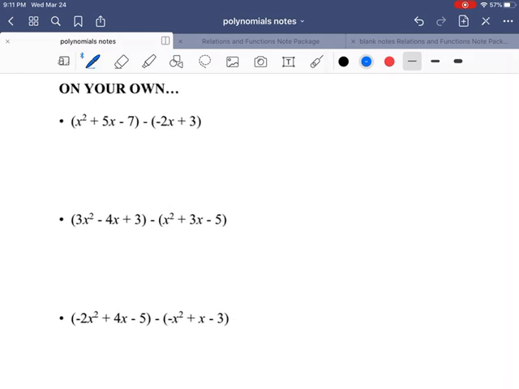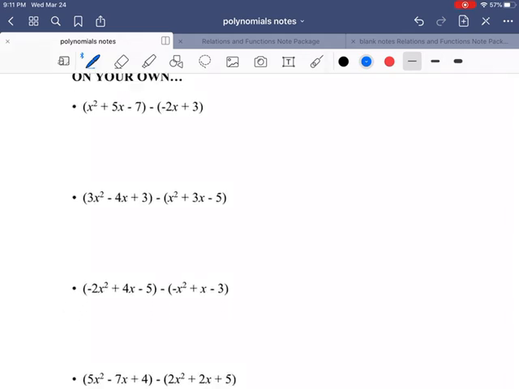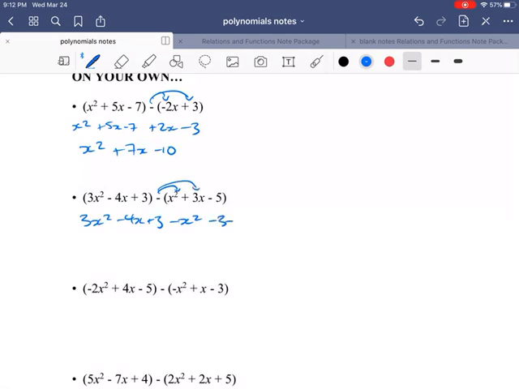So on your own, try these, pause the video, and then check back for answers. So this one, if you distribute this negative, we get x squared plus 5x minus 7. This becomes positive 2x, and that becomes negative 3. Combining like terms, we get x squared plus 7x minus 10. Here, the first set of brackets stays the same. This negative becomes negative x squared. That becomes negative 3x, and that becomes positive 5.